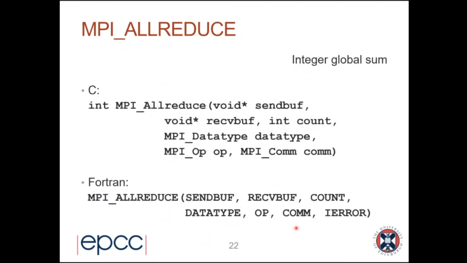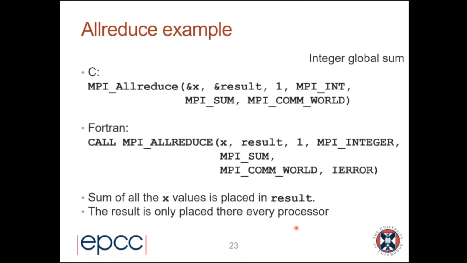I've got an example here. It's just like reduce, except it's an all reduce, and you don't have a root process. It's the same prototype. If we want to reduce a single integer, it's exactly the same function call as reduce, except there's no root. X is the input, result is the output. It's one integer, MPI sum across MPI comm world. The sum of all the X values is placed in result.